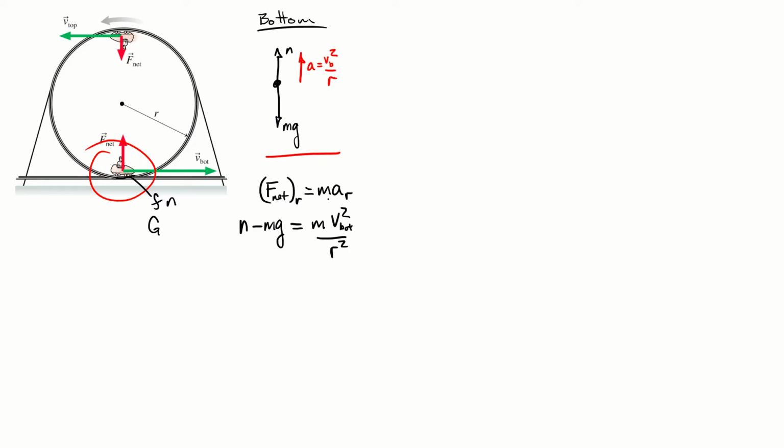Now, one thing we'll notice here is we don't necessarily know the normal force, but if we know how fast the object's going, we can figure that out from this equation. It ends up being mv squared over r, again, I'll put that b there, plus m times g. So the normal force is equal to m times g plus v squared over r.